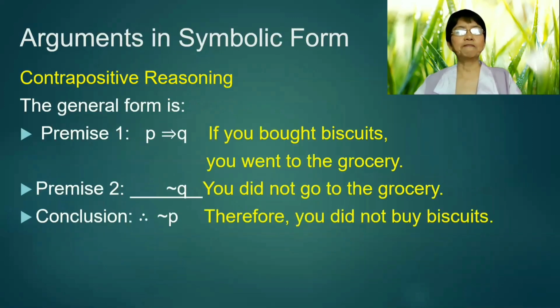Contrapositive reasoning. Premise 1, P implies Q. If you bought biscuits, then you went to the grocery. Premise 2, you did not go to the grocery. Conclusion, therefore, you did not buy biscuits. So this is contrapositive reasoning.